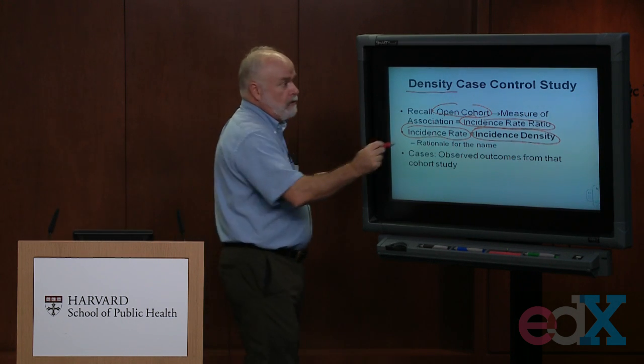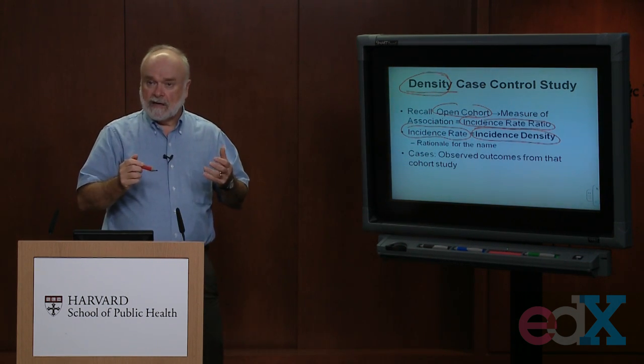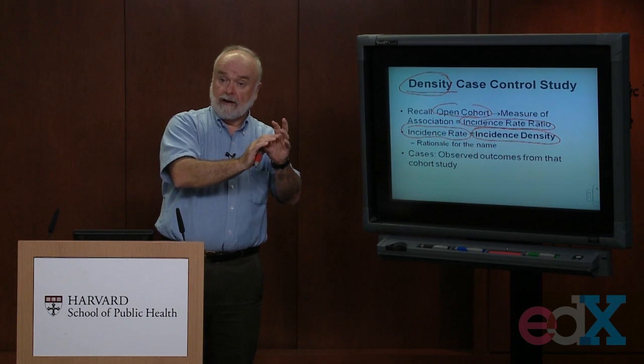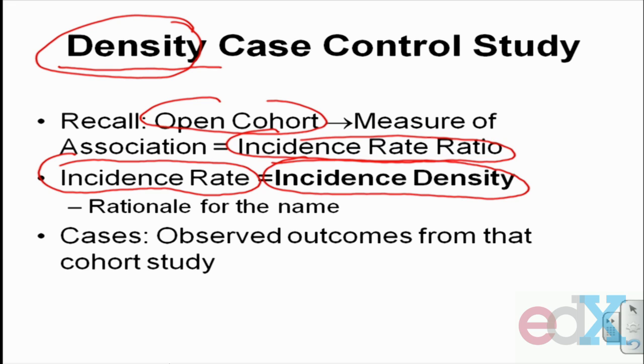And that's why the word density is being used, because we're describing a case control study that's linked to an open cohort study that would have given us incidence rates or incidence densities. The cases, the people we start with, are in our minds the outcomes that would have happened, that would have been observed from that open cohort study if it had been followed over time and if incidence rates were being measured. The challenge is measuring the controls.